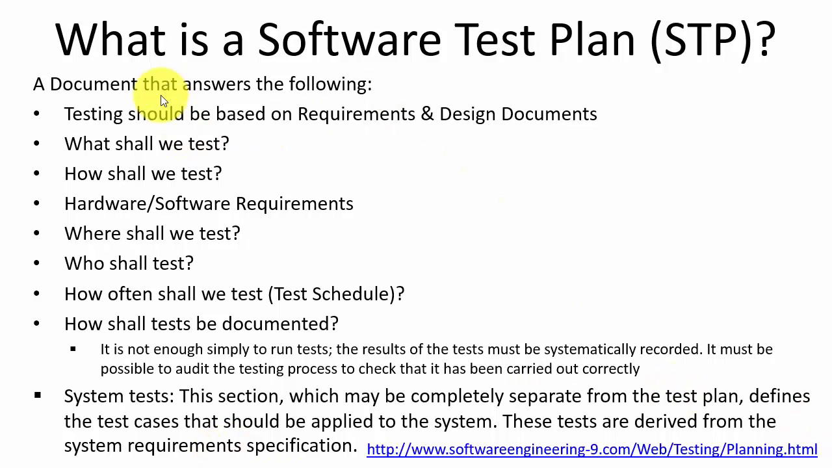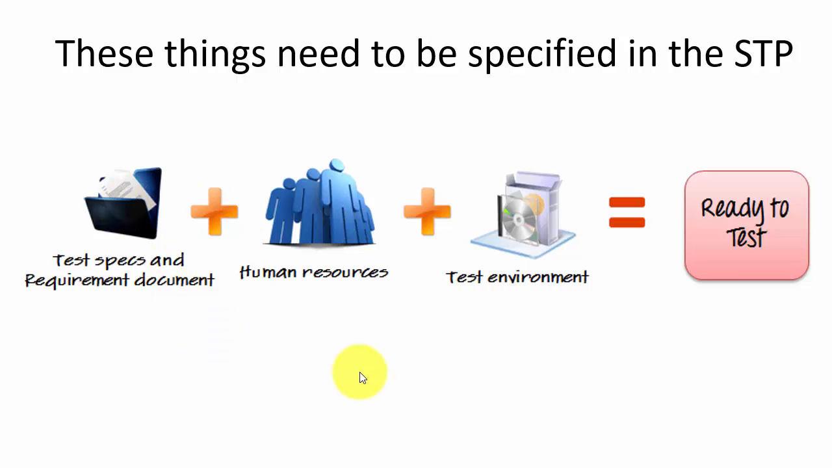So all these things should be included in the software test plan. This is a very important document when you are going to start planning the testing and execute the testing of your software. I guess these are the main things that need to be specified in the software test plan. So you start with the requirements document, and based on that you create test specifications.